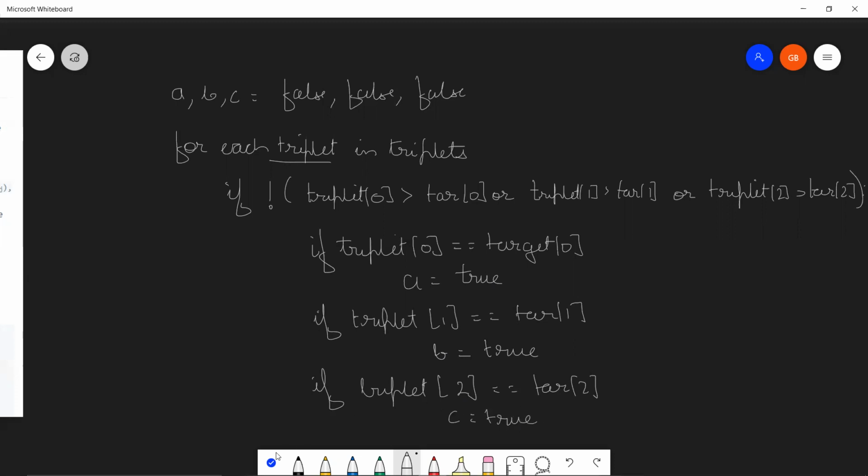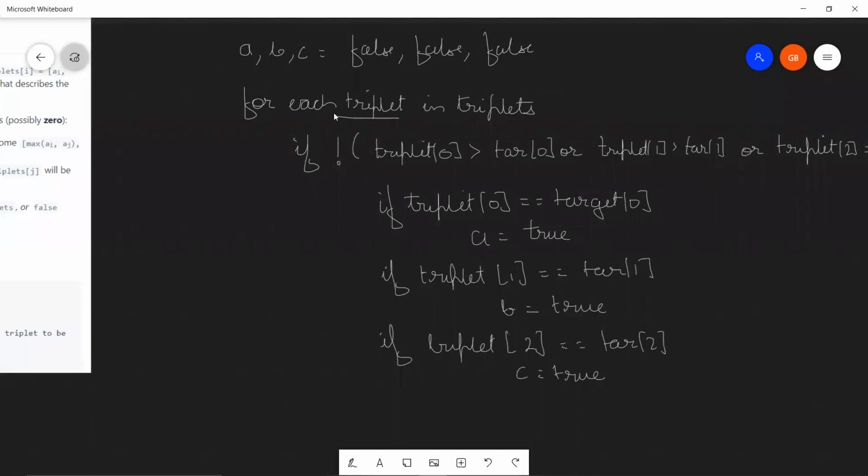Now, when will I return true and when will I return false? It's very easy. If all the values of A, B, C are true, only then I'll return true. If any of the values of A, B, C is false, which means that we did not find a triplet whose corresponding value is equal to the target, then one or more of them is false. If and only if all of A, B, C are true, we return true. If any single one of them is false, we return false.